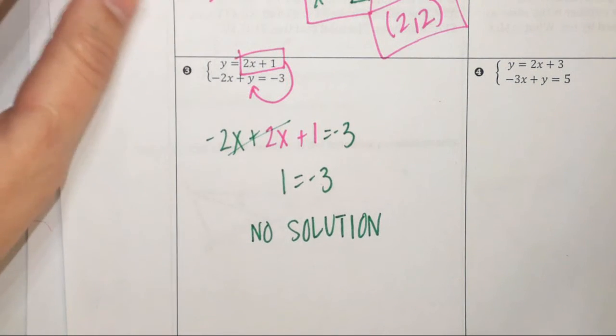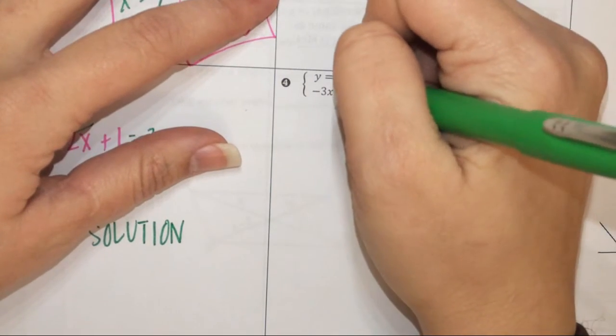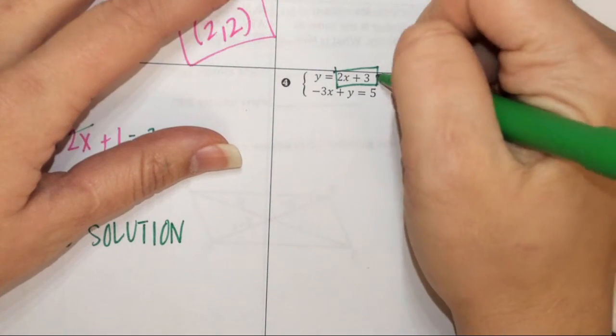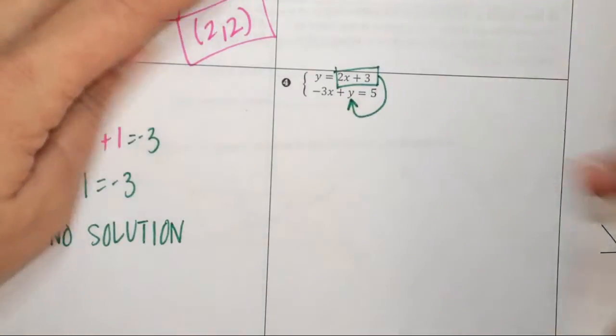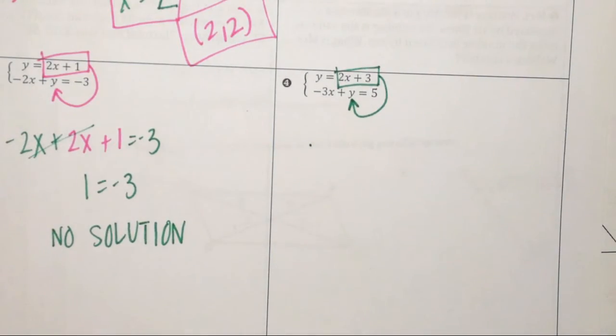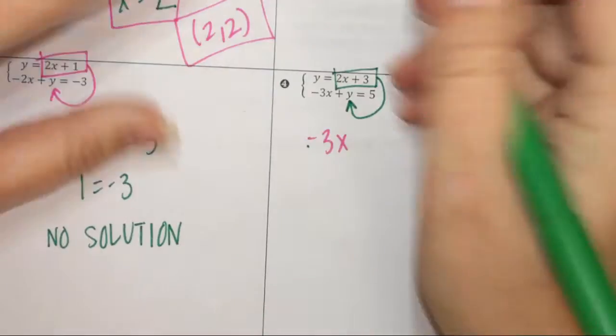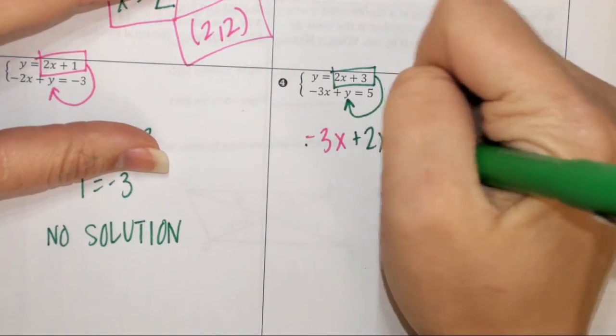Okay, let's look at number 4. All right, I don't know why I'm throwing pens at myself. I'm just real excited. Okay, so we have negative 3x plus 2x plus 3.